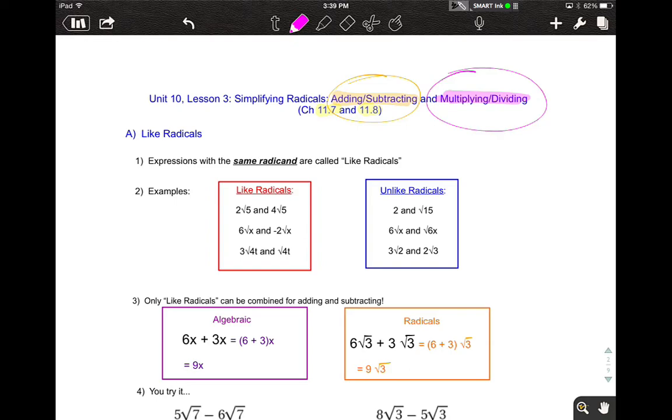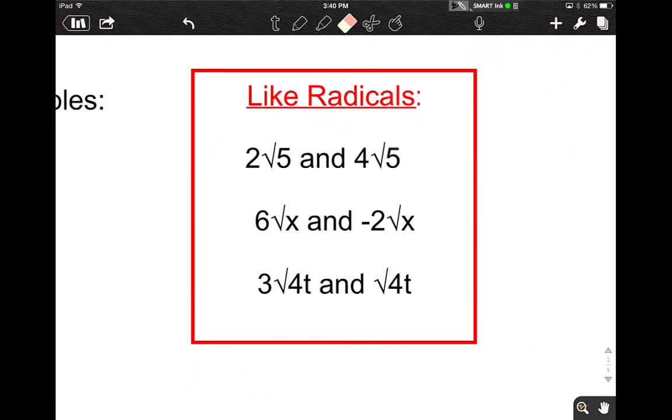The basic idea is we need to understand like radicals. Okay, when you add and subtract in algebra with things that have variables, we have to have like terms, okay? 2x plus 3x is like terms. 5a and 7a, those are like terms. They have to have kind of the same piece towards the end that is the same. What's cool is that radical functions are going to do the same thing, okay? So we're looking for like radicals.